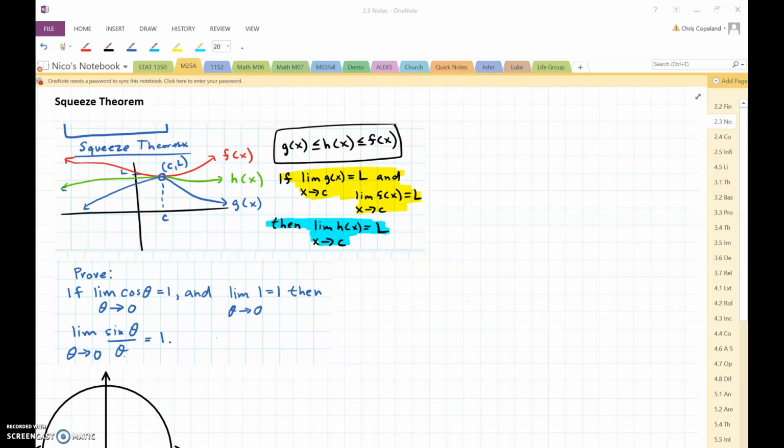Alright, next we're going to go through the squeeze theorem. So the squeeze theorem basically states if you have three functions, so if you have one function, let's call that g of x, is less than or equal to h of x, which is less than or equal to f of x. So you have to have this condition first, where this function here, h of x, is being squeezed in between g of x and f of x.